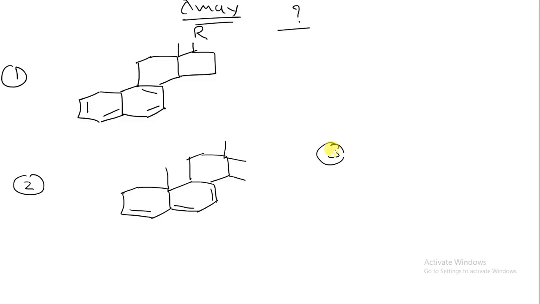Now third example, suppose I am having this type of ring. There is an attachment over here, on this ring. Now if I am having a double bond over here and a double bond over here, what will be the lambda maximum? So these are the examples you have to calculate on your own.